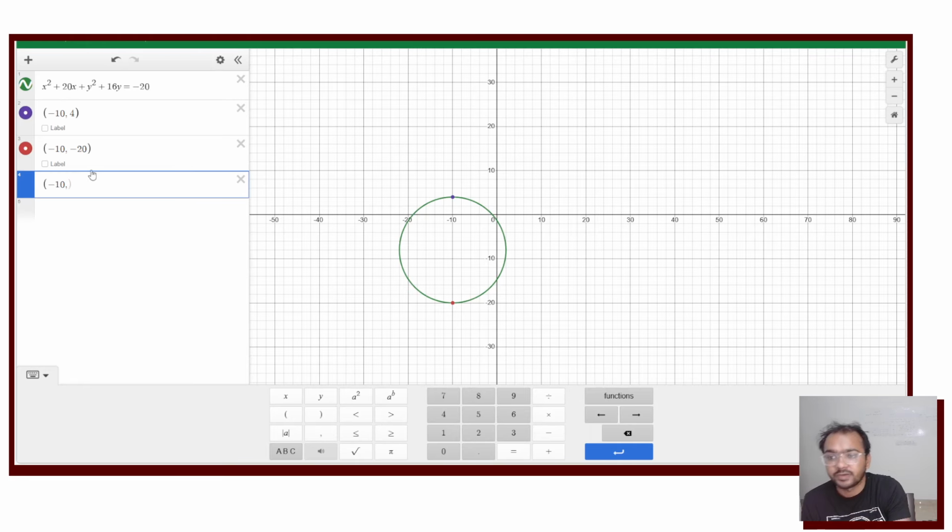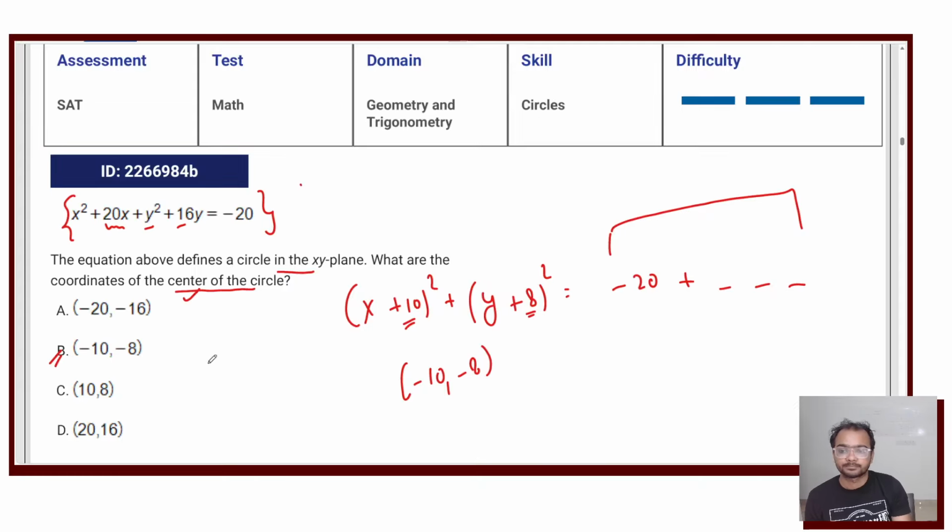What about y? How can you find that? So to find y, you will simply add up these values and take the midpoint. How do we find the midpoint? Add the coordinates and divide by 2. So 4 and negative 20. If you add 4 and negative 20, how much will that give? Negative 16. Negative 16 divided by 2 will be negative 8. So we are getting the same thing, negative 10 and negative 8.